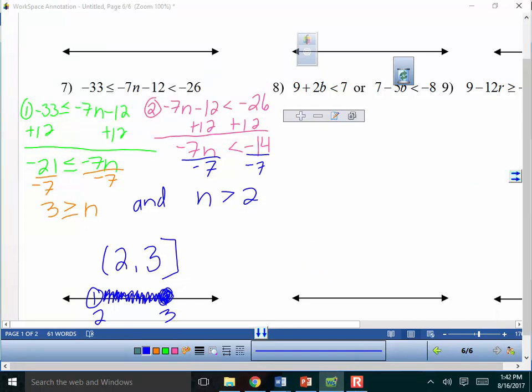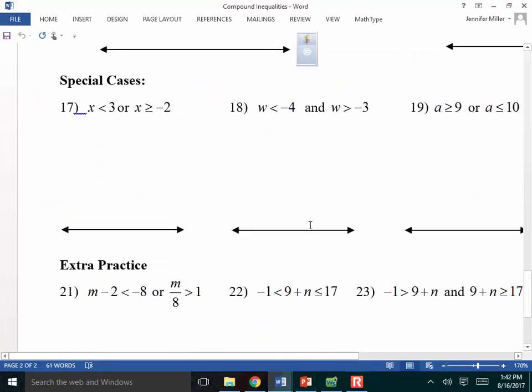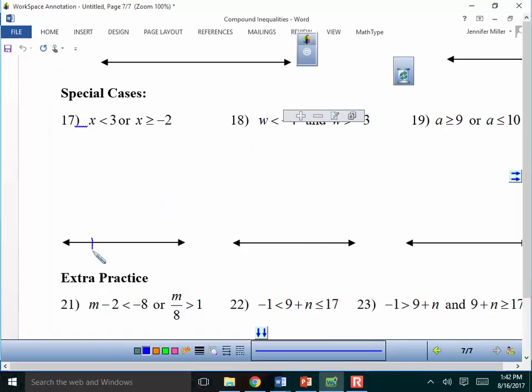All right, so turn over on the back. Let's look at number 17. On number 17, it wants to know when is x less than 3 or greater than or equal to negative 2. So this is negative 2, 3. Is that an open or closed circle on negative 2, Olivia? Closed, right? And we're shading which way? To the right, because it says greater, and the values to the right are greater, okay?